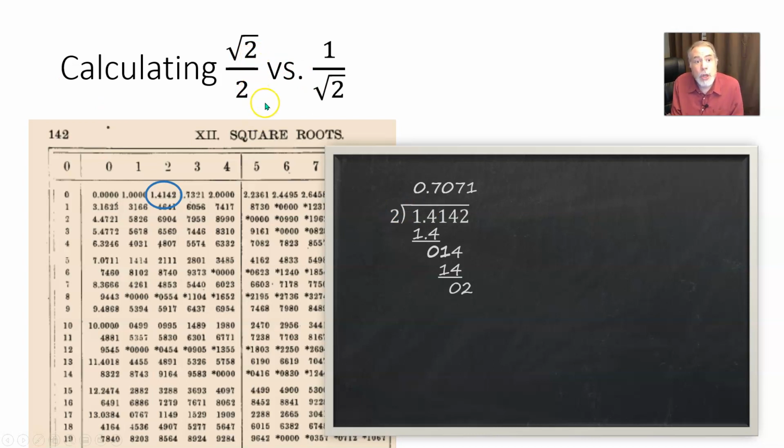Now, if we'd had a calculator, we could have just easily punched into the calculator either the square root of 2 over 2 or 1 divided by the square root of 2. And it would have given us that answer to as many decimal places as it had room to show us. But if we didn't have a calculator, it was fairly easy to get a decimal approximation by hand.